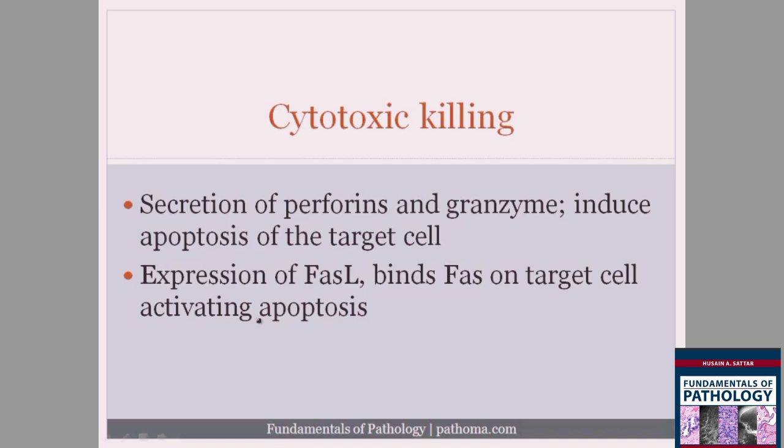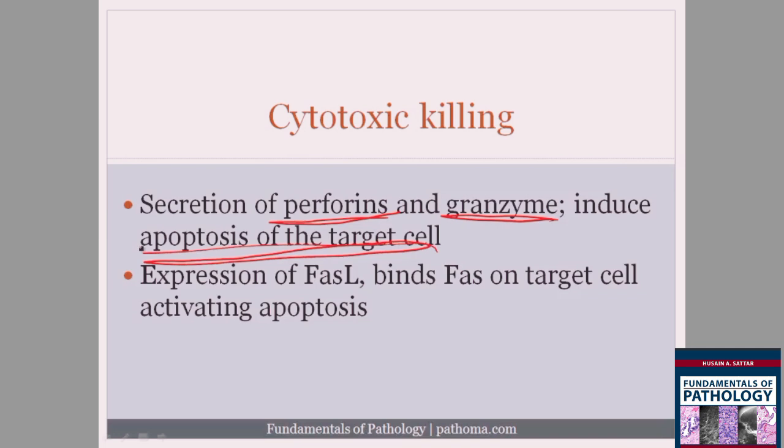So how do CD8 positive T cells kill their target? They secrete perforins, and that perforates a hole in the cytoplasm of the target. Granzyme enters, and once granzyme enters, it induces apoptosis of the target cell. That's the way by which CD8 positive T cells kill.